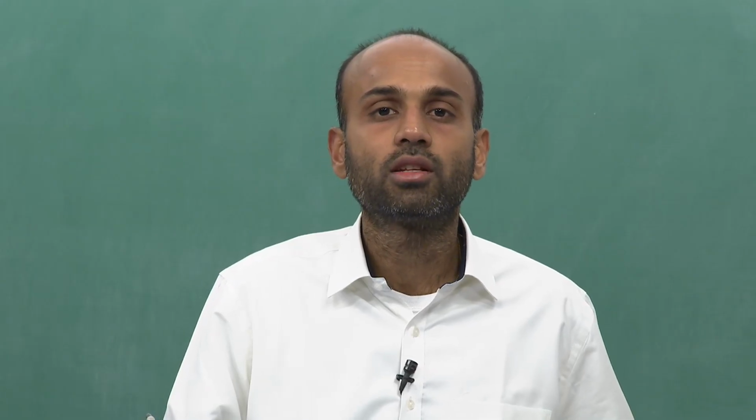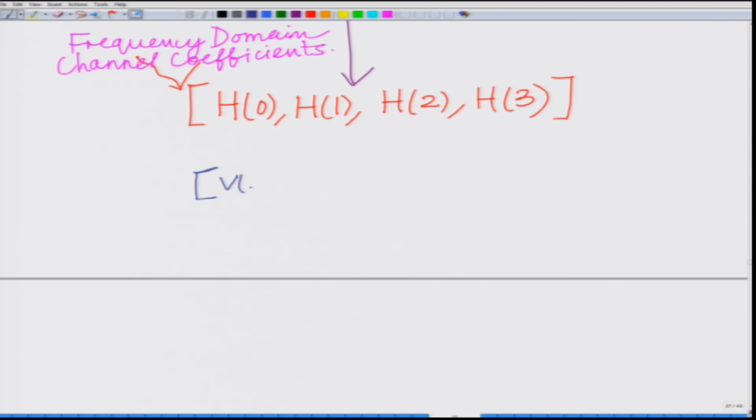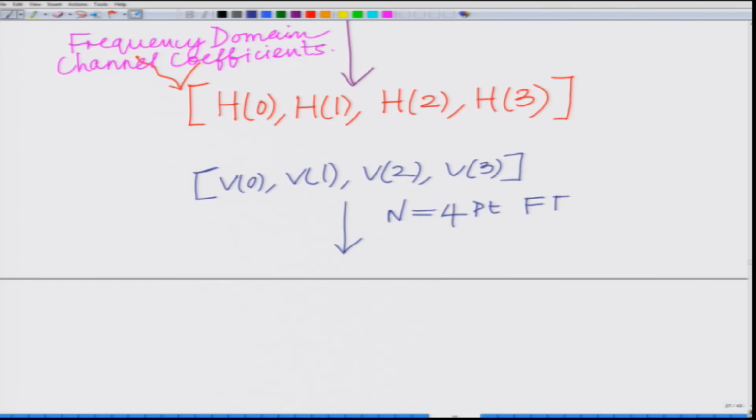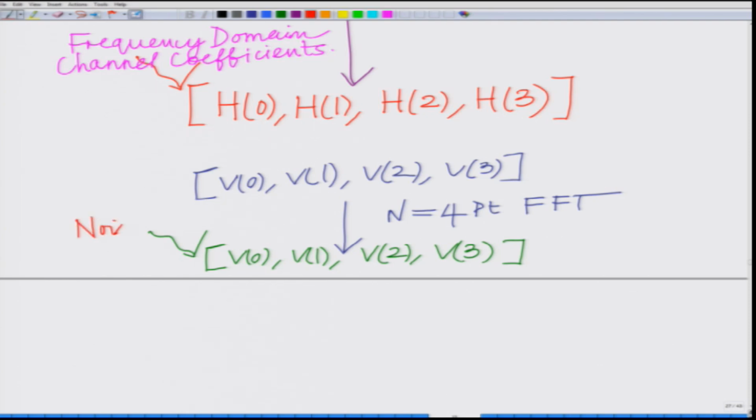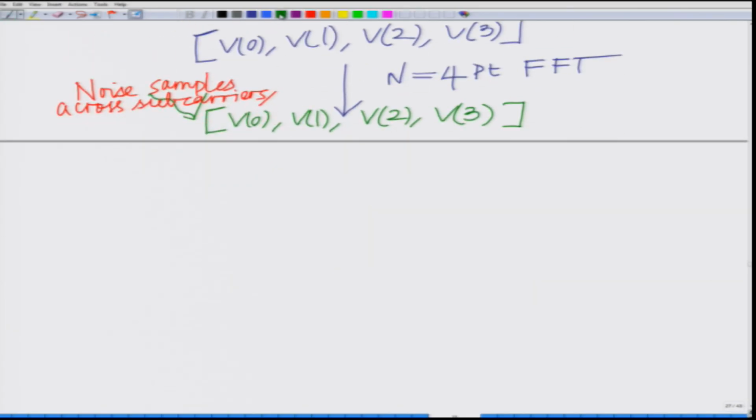And finally, of course, you take the small v's, which are the time domain noise samples, v0, v1, v2, v3, you take the N equal to 4 point FFT, and you generate the capital V's, capital V0, V1, V2, V3, which are the frequency domain noise samples, that is the noise across each subcarrier L. These are the noise samples across the subcarriers.